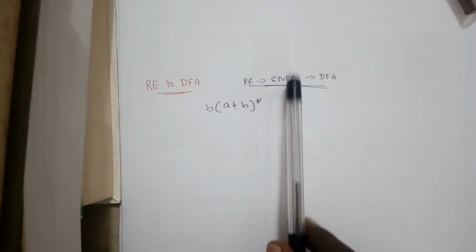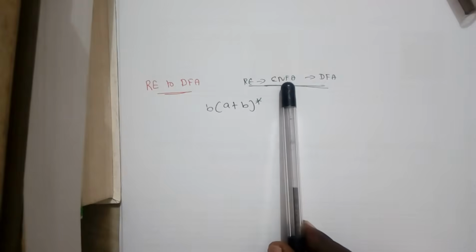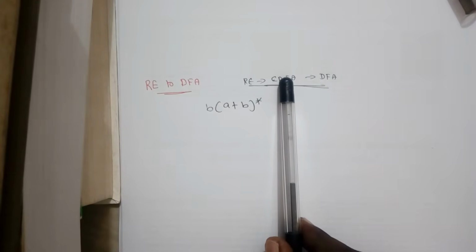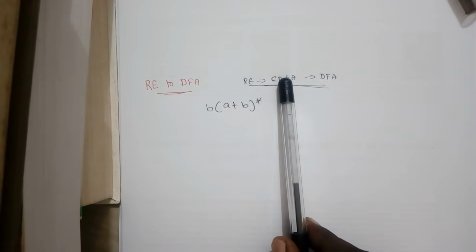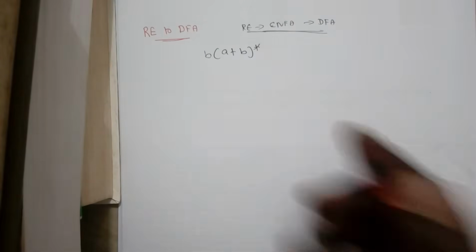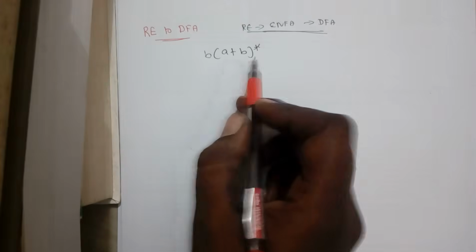Convert the regular expression to epsilon NFA, and this conversion we have discussed in the previous video. Using Thompson's construction, we can convert a regular expression to epsilon NFA, and from that epsilon NFA we can convert it to a DFA. So for example, we will consider the example here, that is b(a+b)*.